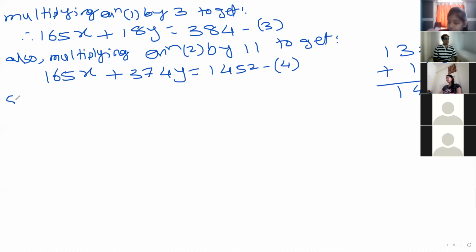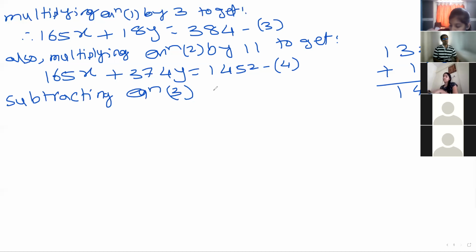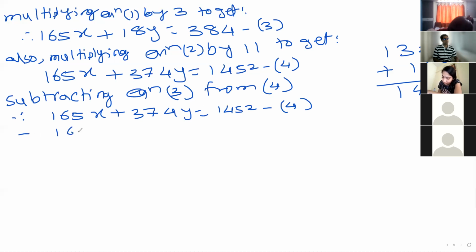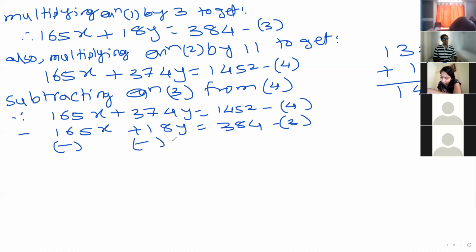Now you have to subtract. I think you subtract equation 3 from 4. Actually, it doesn't matter, but that's okay. 165x plus 374y is equal to 1452 minus 165x plus 18y is equal to 384. Okay, when you subtract, all signs will change. Everything will become minus in this case.